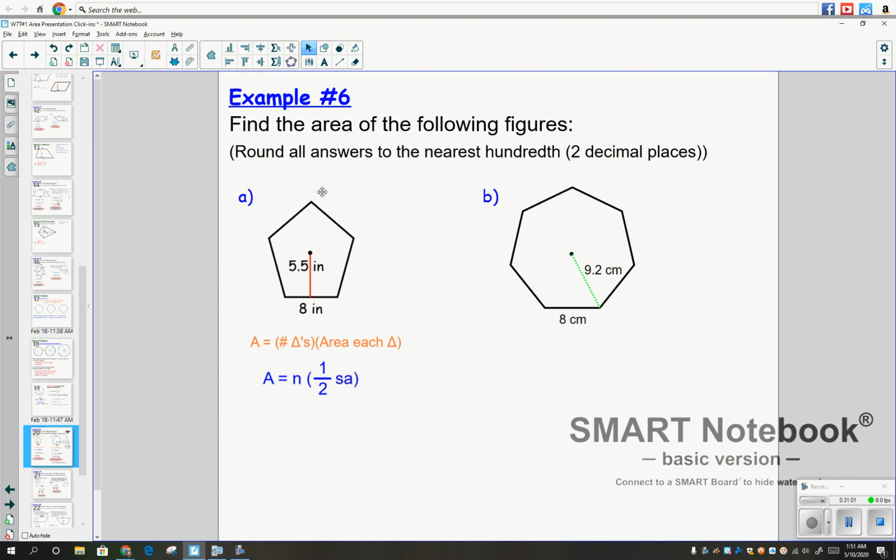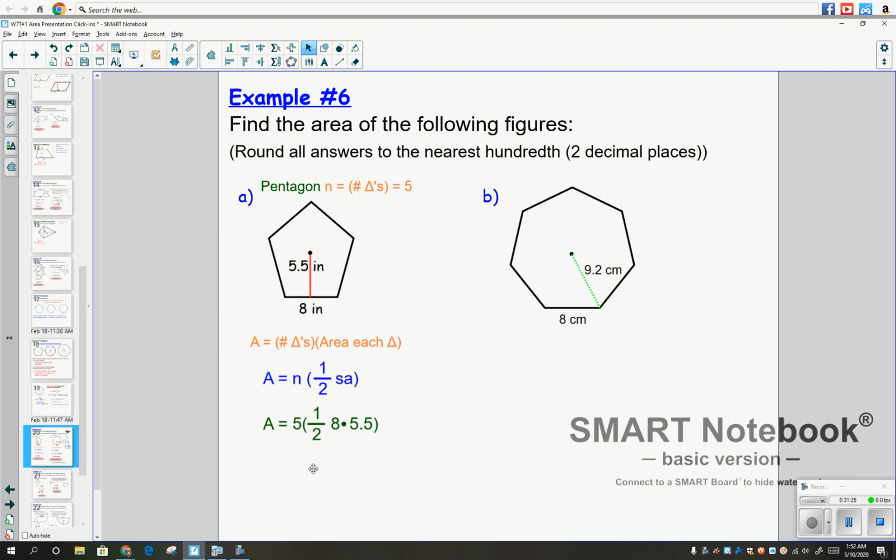5 sides. So I'm going to divide it into, it's a pentagon, yes. I'm going to divide it into 5 triangles. 5 sides, 5 triangles. So it's 5 times 1/2 times what's the length of each side? Yeah, 8. What's the apothem? They tell me it's 5.5.